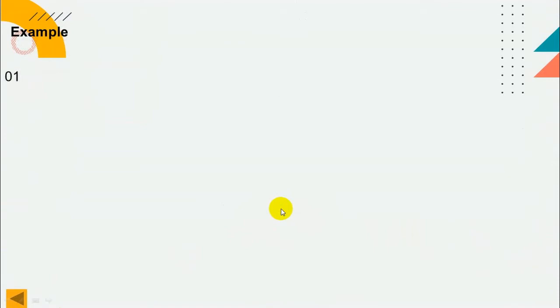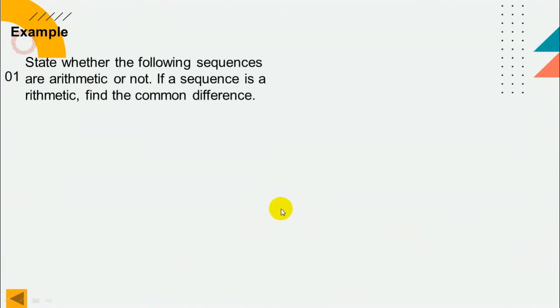Okay, example number 1. State whether the following sequences are arithmetic or not. If a sequence is arithmetic, find the common difference. Okay, number 1 is 7, 10, 13, 16. We can see from here the first term is 7, the second term is 10. Because we already know the formula from the remark, Un plus 1 is equal to Un plus d.